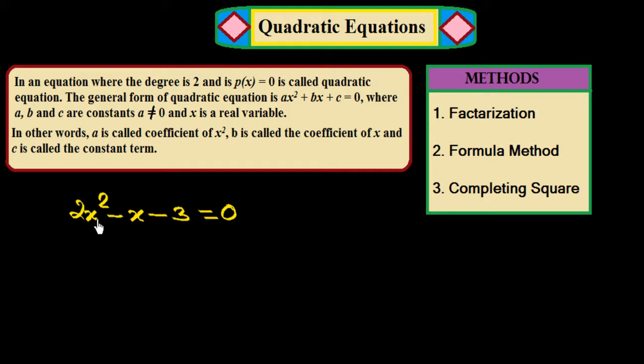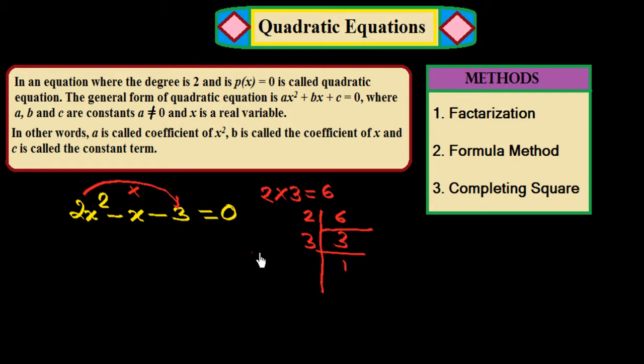So here we see what we have to do first. First of all, we see the coefficient of x square, which is 2. We multiply this coefficient with the constant term, which is 3. If we multiply 2 into 3, we get 6. Now we find the prime factorization of this. 6 is 2 times 3, and 3 is 3 times 1. So we have got the factors of 6, 2 and 3.